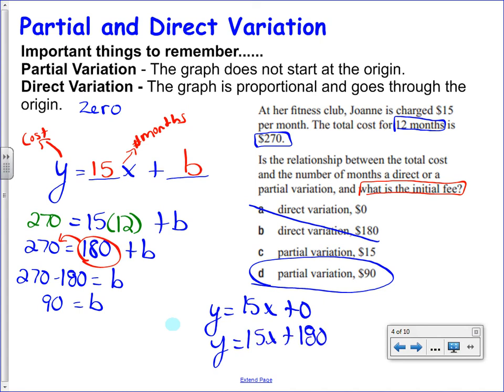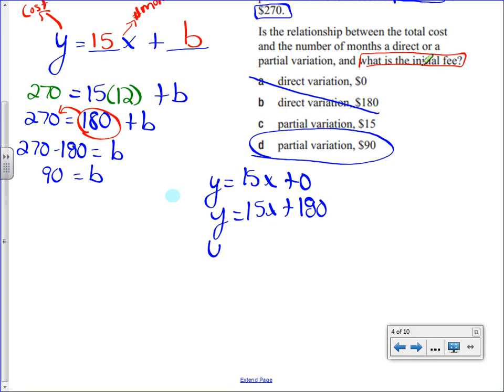What do I get there? Then I would do the next one, y equals 15x plus 15, or y equals 15x plus 90. I would try all four of those equations out with 12 months, because you know it's $15 per month, and see which one actually gives me 270. Does that make sense? A little bit how you're using the answers? That's a good strategy to use. Okay?